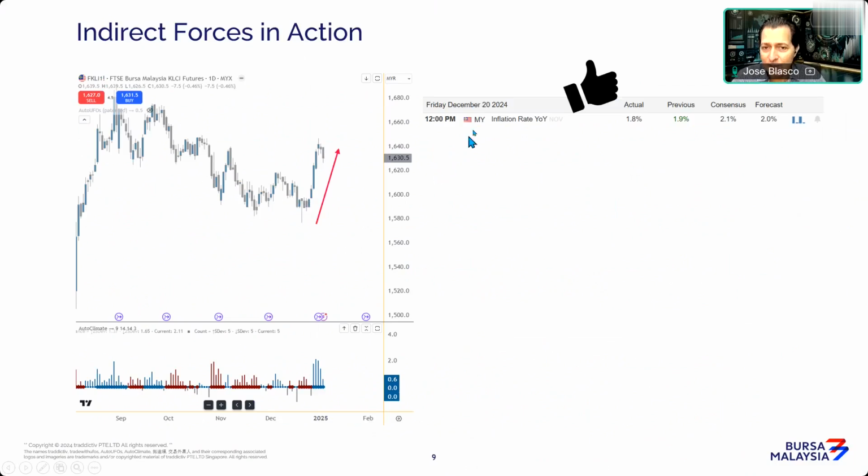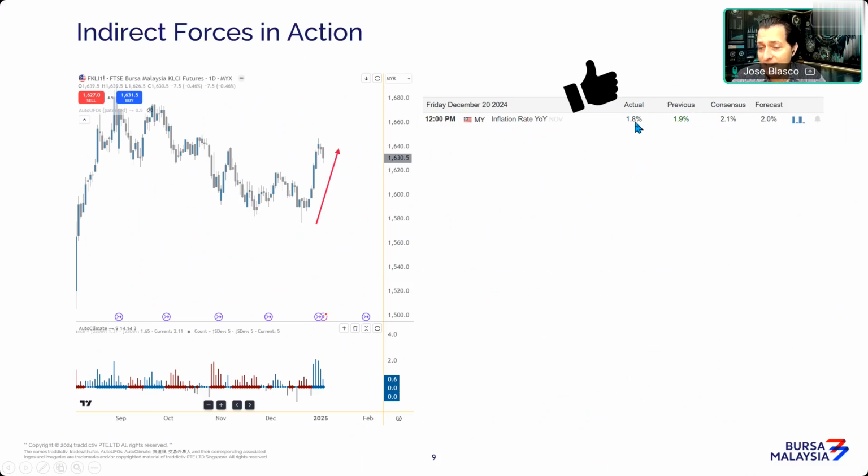And at the time of the screenshot, that was December 20, just a few weeks ago, the inflation rate was reported at 12 p.m. The prior was 1.9. Everybody expected the number to be 2.1, meaning that there would be more inflation. So it was going to be bad for the economy, isn't it? And next thing you know, the number that was reported was better than expected.